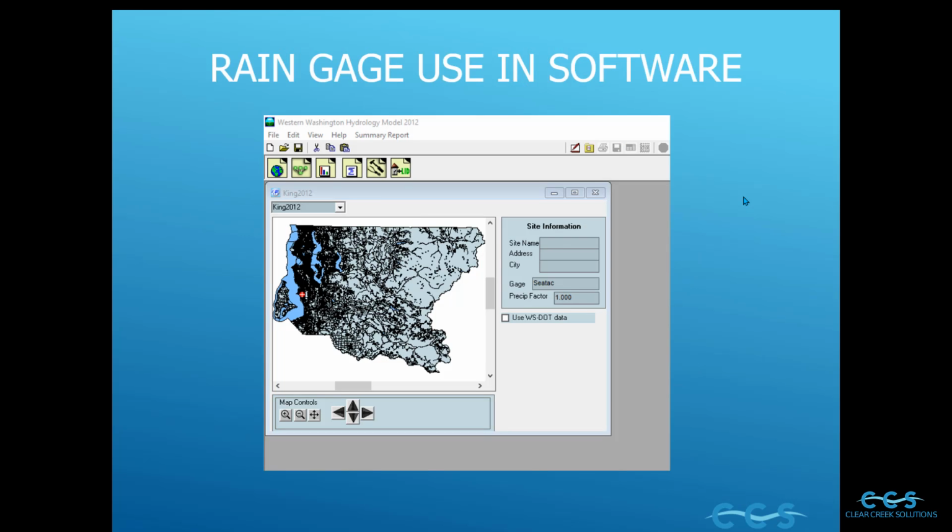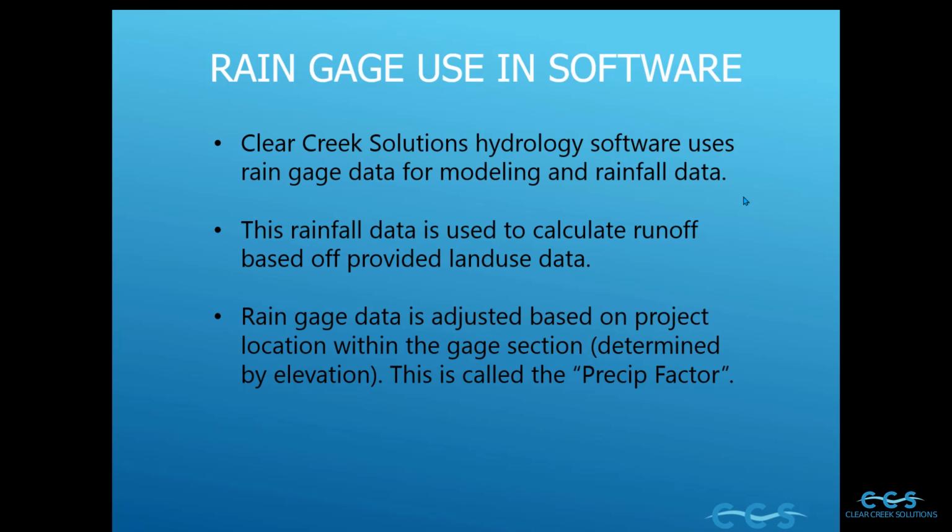So like I said, we use rain gauge data in a program such as WWHM 2012. When you select the location on the map, it's going to select a specific rain gauge with its corresponding precipitation factor, which I'll go over here. So Clear Creek Solutions hydrology software uses rain gauge data for modeling and rainfall data. This rainfall data is used to calculate runoff based off the provided land use data. So when you import land use data into WWHM 2012, say 2 acres of forest, 2 acres of parking lot, whatever you're using, we're calculating the runoff data, the rainfall is raining on the specific area. How's that going to run off? How much runoff are we going to have, and how can we mitigate that? That's where the rain gauge data comes in.